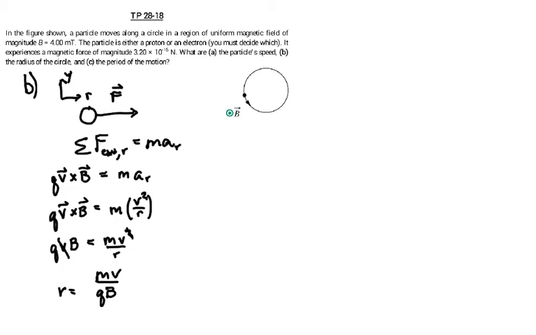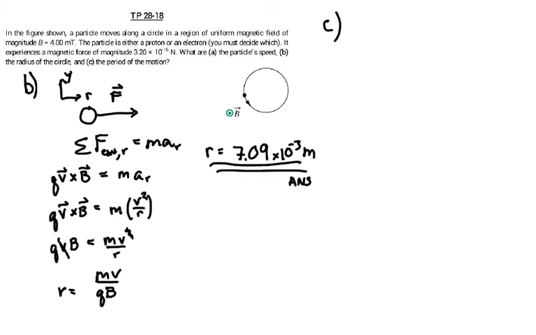Now I've rewritten our equation to solve for our objective variable for this part of the problem, which is the radius. Now this does mean that we're going to need to know the mass of our electron, which just so happens to be on the back of your PRC. So as we put in all of our given variables, we get the radius to be 7.09 times 10 to the negative 3 meters, or about 7 millimeters.